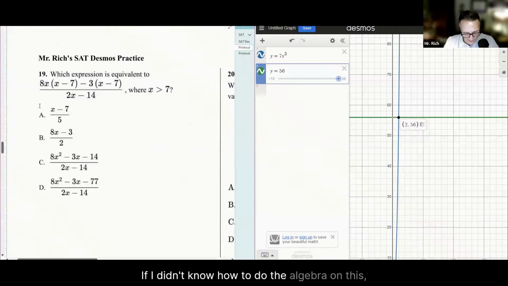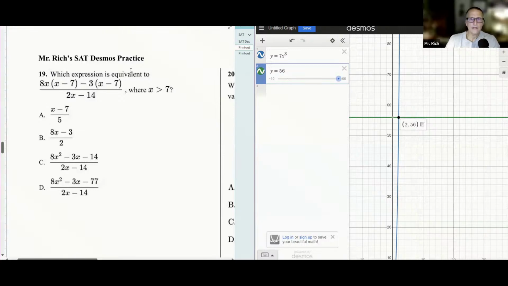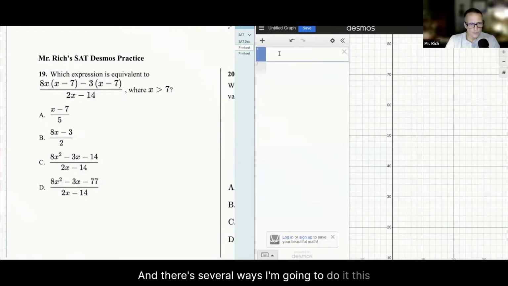If I didn't know how to do the algebra on this, I would probably skip it and maybe come back if I had time. And if I did have time, here's how I could do it on Desmos. There's several ways. I'm going to do it this way. I'm going to actually type in this expression, and I'm going to use a for x.